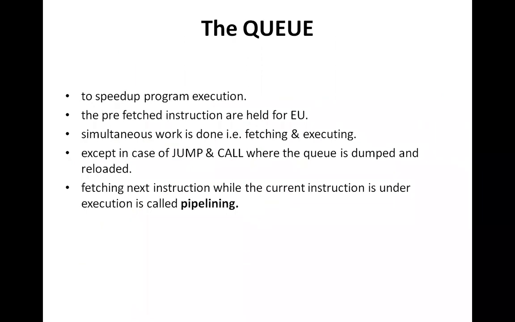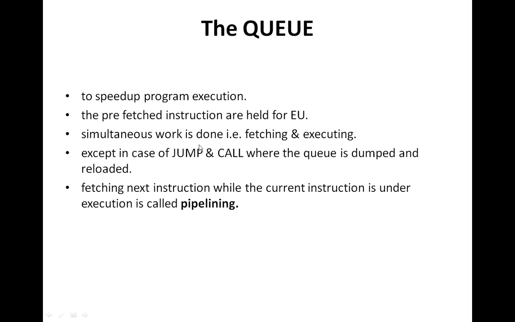Now, what is the purpose of the queue? The sole and important purpose of the queue is to speed up the program execution. The processor does not have to wait for fetching before it executes, because without fetching, it cannot execute. So what has been done? It's a kind of relay race in which the baton is handed over by one racer to another. The BIU fetches the instruction for the execution unit to execute. All the prefetched instructions are held in the queue for the execution unit, and the execution unit takes the instructions one by one from the queue.